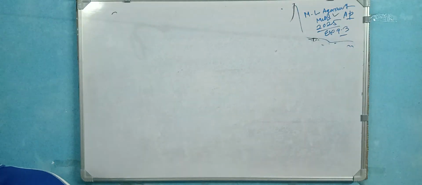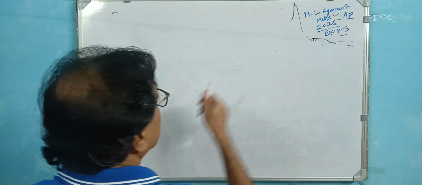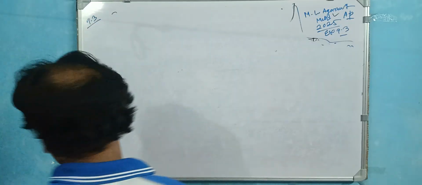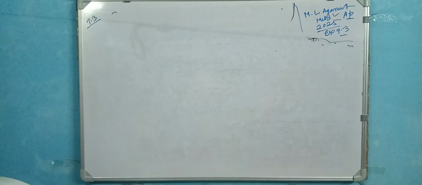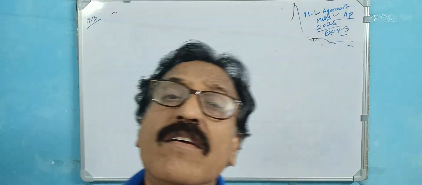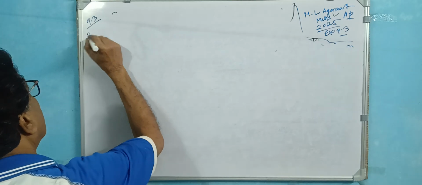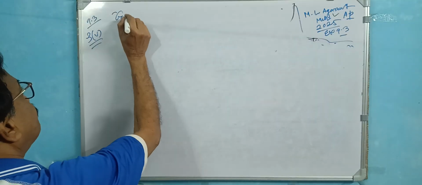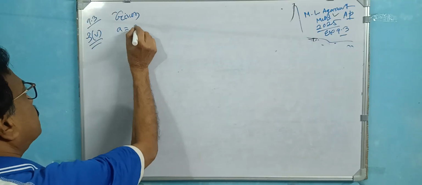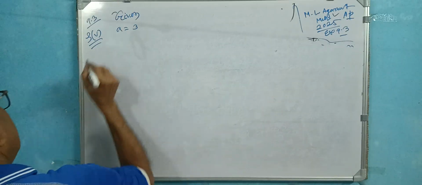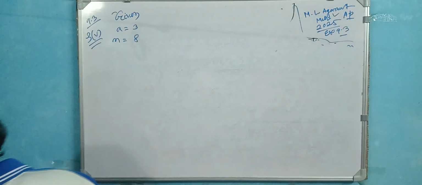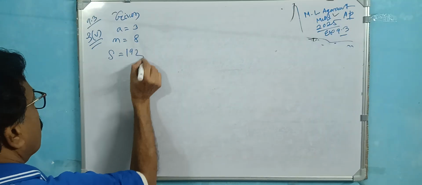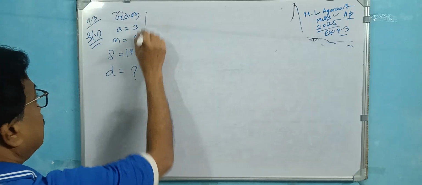Now one sum today I will discuss here. Here is ML Agrawal 9.3, sum number 3(v). What is the sum? It is given: a is 3, n is 8, and the sum is 192. Find d. What is d? No problem.